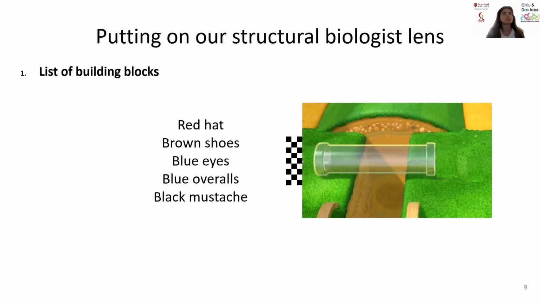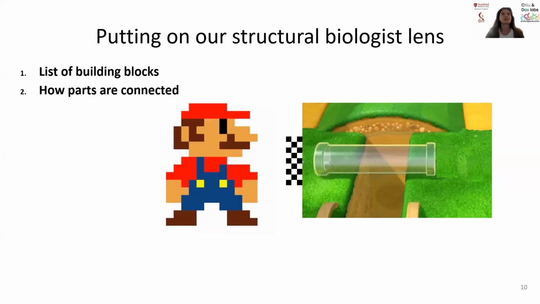At the first level, we're just given a list of building blocks. So this would be, okay, a red hat, brown shoes, etc. With that information alone, we're not really able to ask our main question, but we are able to get an idea that it's some sort of dressed being. The second level is how parts are connected, right? Now we can see, okay, the shoes are on the bottom, the hat on top. Again, we have more information and we can learn a lot more. Now it looks human-like, but we don't know if it will fit inside the tube.